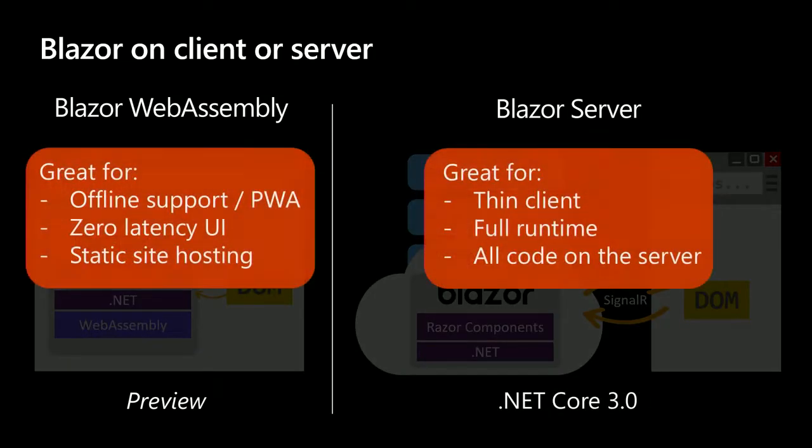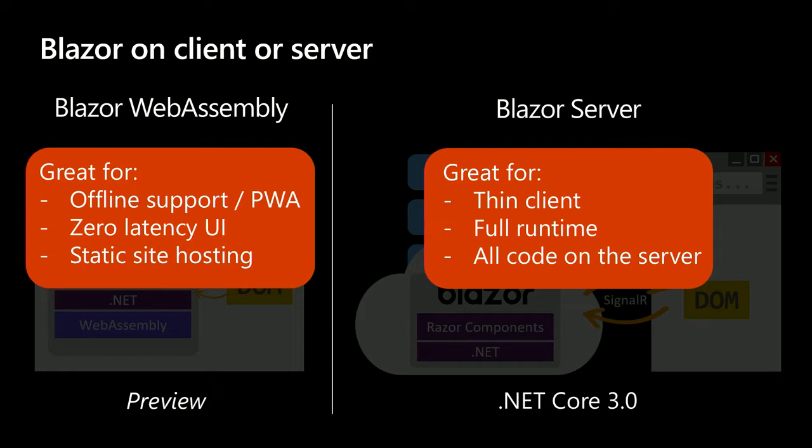Now, how do you choose between these two models? Which one should you use? Well, they're great for different things. Blazor WebAssembly apps are great if you want to build a PWA, a progressive web app that has offline support. It's great if you really want that zero latency UI experience like you would get with a front-end JavaScript framework like Angular or React.